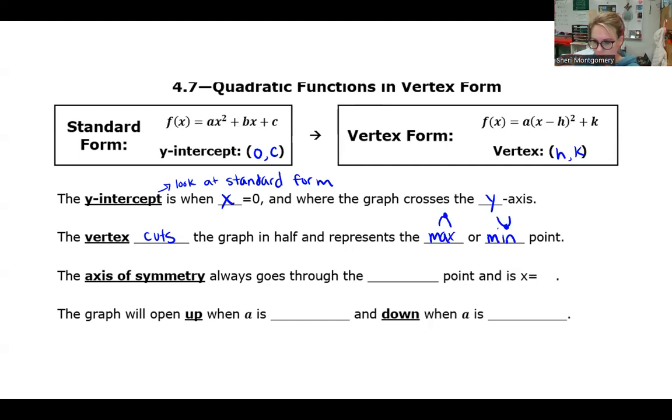So the axis of symmetry is an invisible line that cuts your graph in half. It will always go through the vertex point, and it's always going to be an x equals equation. You don't put anything in that blank. It's just showing you that it is an x equals equation.